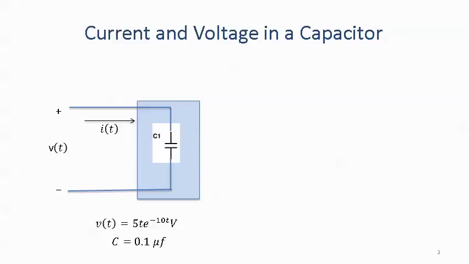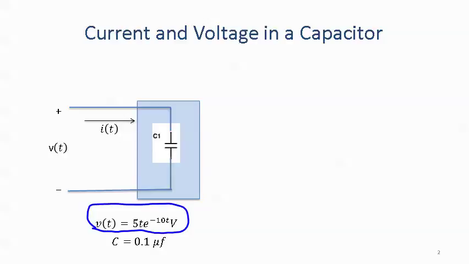Now we look at a capacitor. A capacitor is a little bit more complex, but it's essentially the same thing. When we put a capacitor in the circuit, a capacitor is essentially, as shown in the symbol, a pair of parallel plates. And as we put charge on the plates, electrons are stored in the capacitor as charge. And again, they build up a voltage between the plates so that the voltage across the capacitor, as we apply it, will be 5t e to the minus 10t volts.